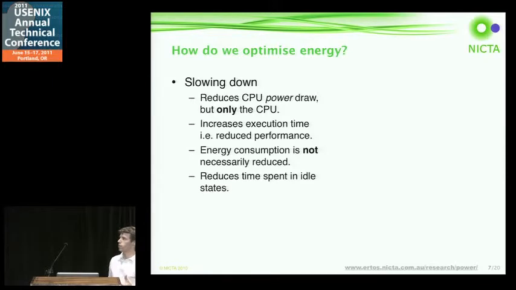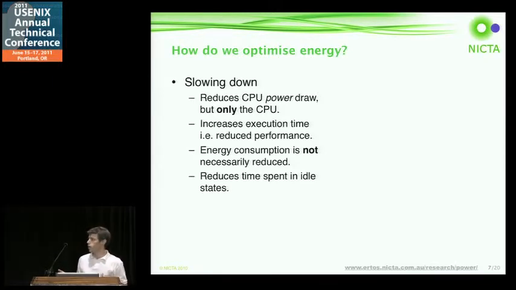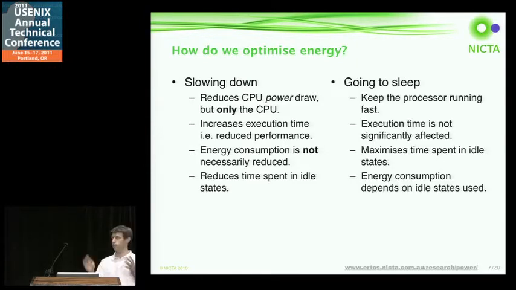If we reduce the CPU's frequency, it reduces the power draw of the CPU, it increases execution time, and that means that energy is not necessarily reduced. And it also reduces the time that we can spend in an idle state, so it's definitely a trade-off. If we go to sleep, we keep the processor running fast, execution time is not significantly affected, there's a little bit of overhead, and the energy consumption depends on which idle state we go into.